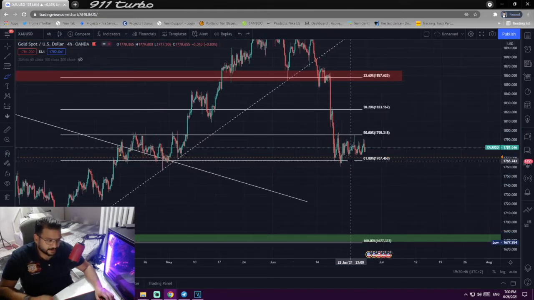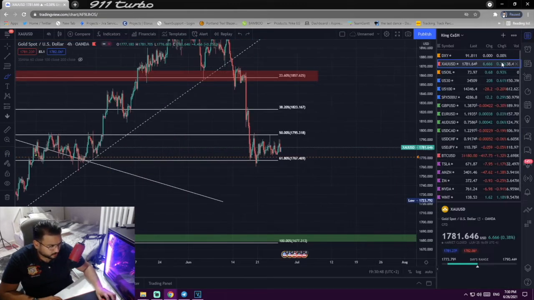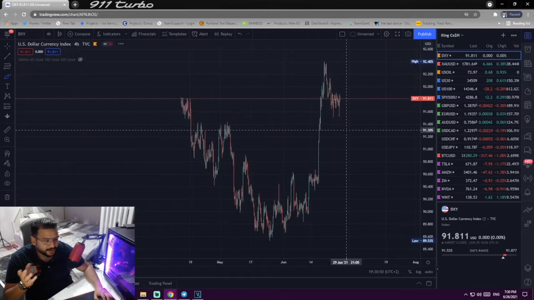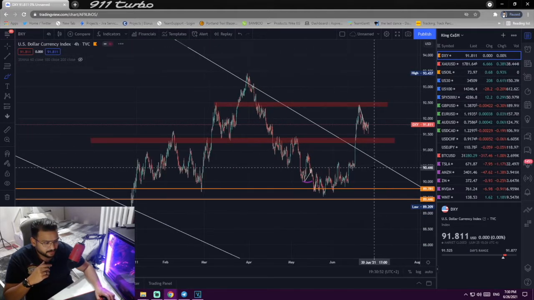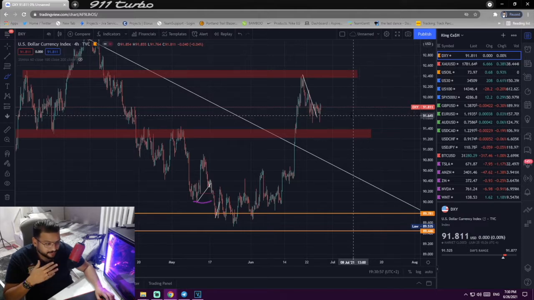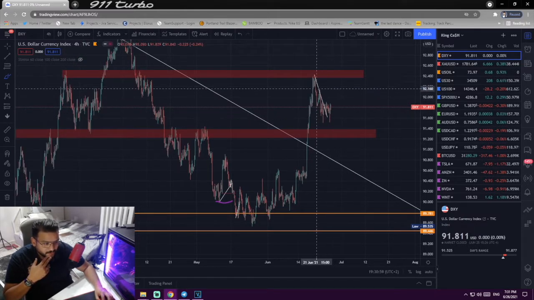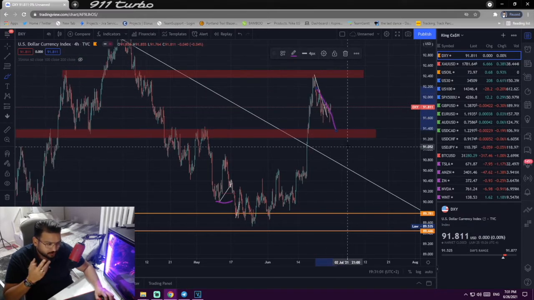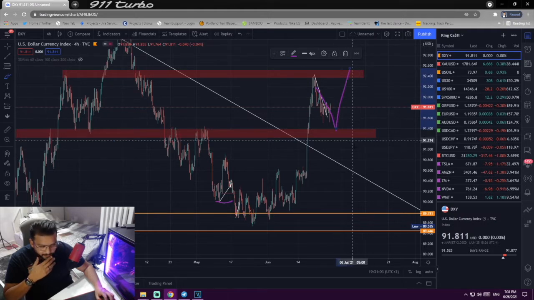Another scenario, which is more realistic, and I'll tell you why. If you go to DXY, and if you don't know, DXY and gold are very related, they're correlated. If DXY goes down, gold goes up, and vice versa. So what I see DXY will do is go down, which will make gold go up first, then it will shoot up, which will make gold drop.